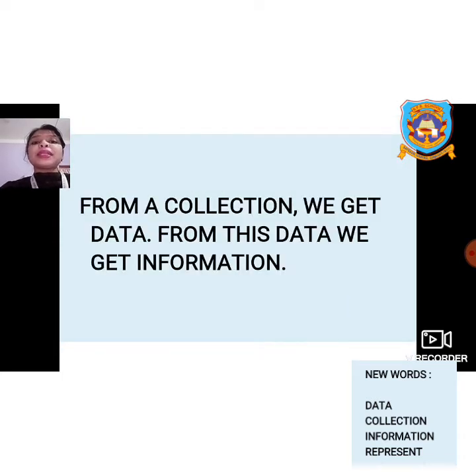From collection and data, we get what? We get information. We get information about what is there in the box, what is the picture, what objects are there in the collection and how many objects are there. These are known as information. So from collection and data, we get information of a particular type of picture or things.